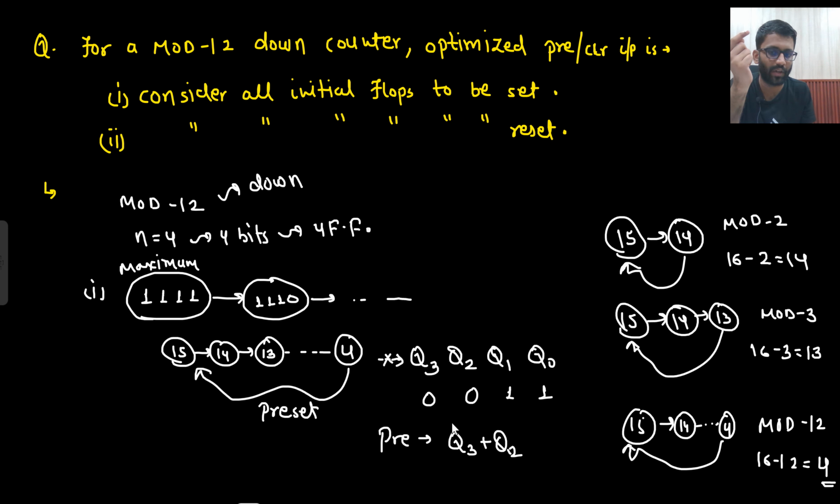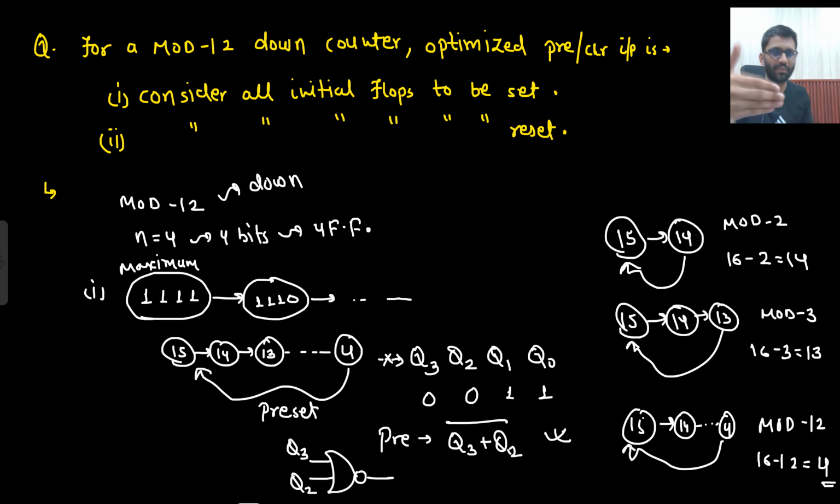0 plus 0 will give me 0. I want it to be high. There you go. You can use a 2 input NOR gate with inputs Q3, Q2.